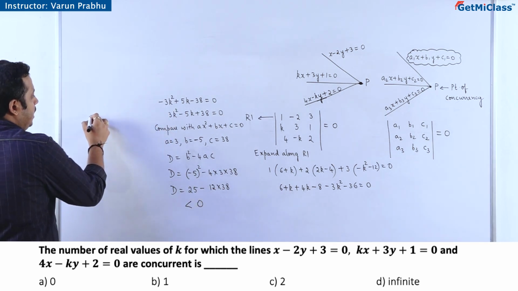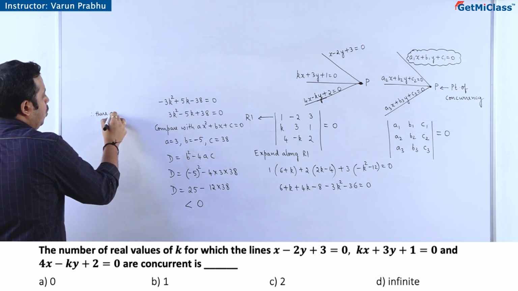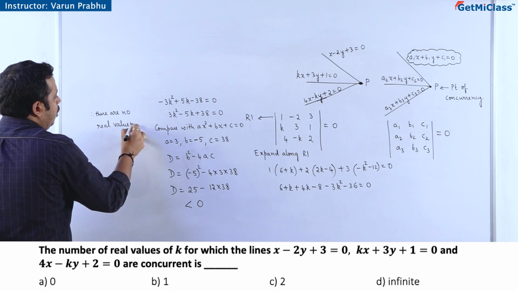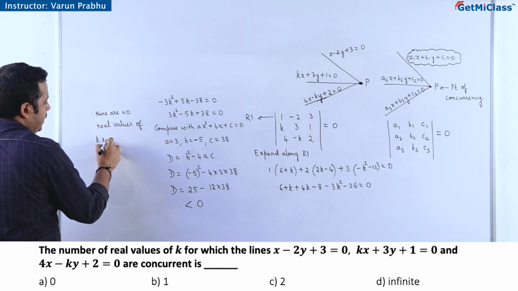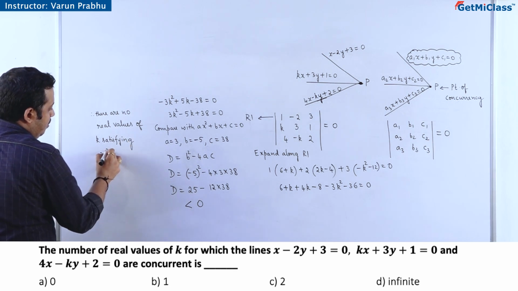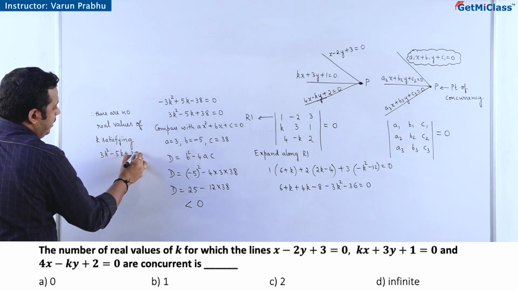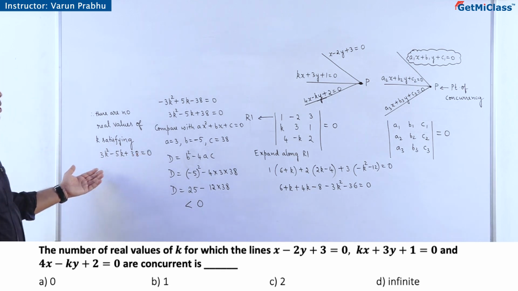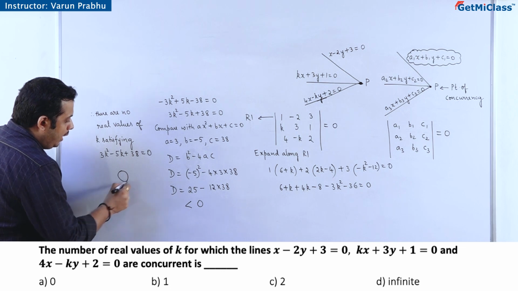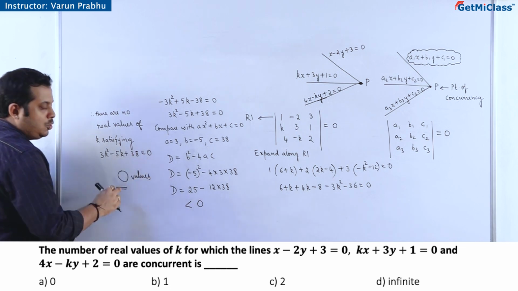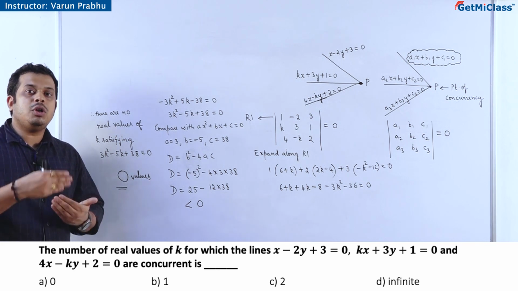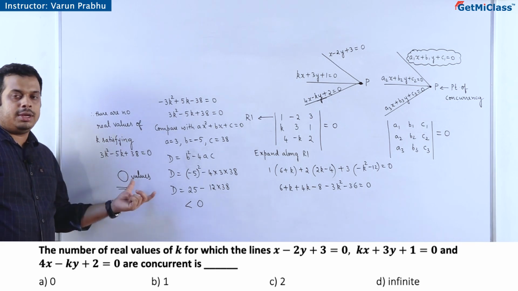So ultimately, what is the answer? Therefore, there are no real values of k satisfying 3k square minus 5k plus 38 is equal to 0. This question is asking how many real values of k will satisfy. So 0 values of k will satisfy. 0 is the number of values, which means no values. This is the answer.